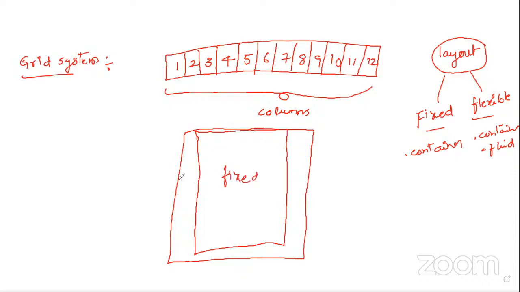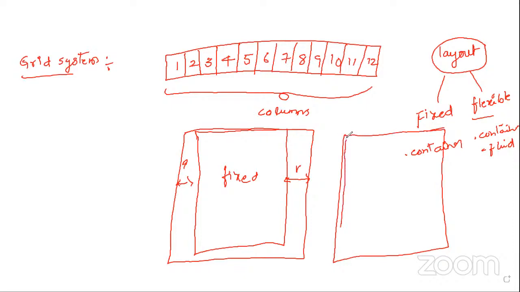Because of the fixed layout, there will always be some sort of padding on the left and right. Whereas in the fluid layout, even in the same browser, the complete web page is going to display across the full page. Full page layouts are called fluid, or flexible layouts.